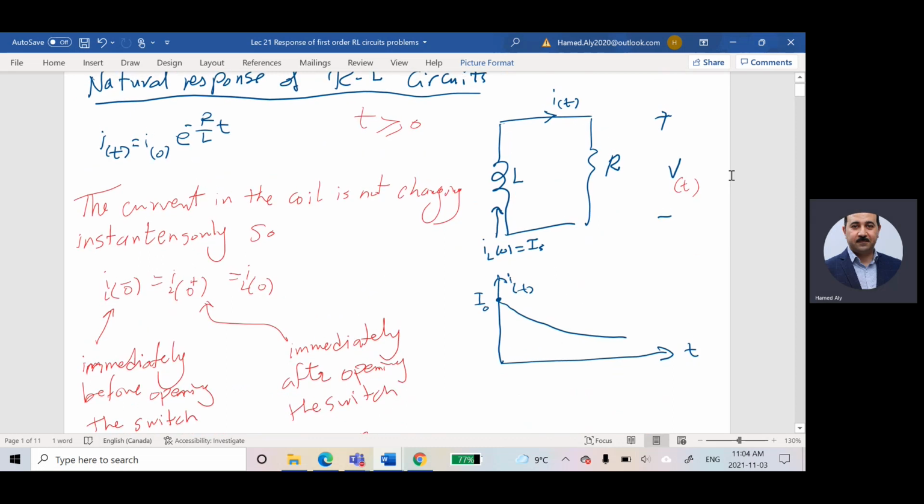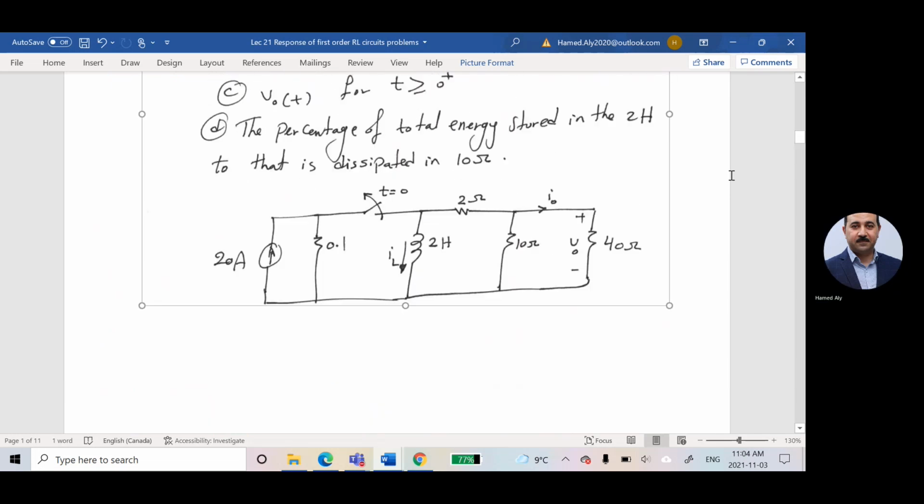The answer is you have first to find L total and R total, and then you can apply these equations. But you couldn't apply these equations directly if you have many R and many L. You have to find the equivalent R and the equivalent L, or convert your circuit to be similar to this one. At that time, I can apply these equations. Before that, I couldn't. Let us see this problem again.